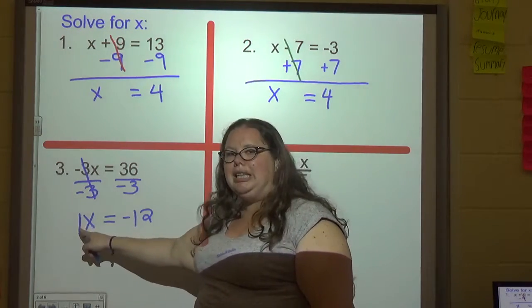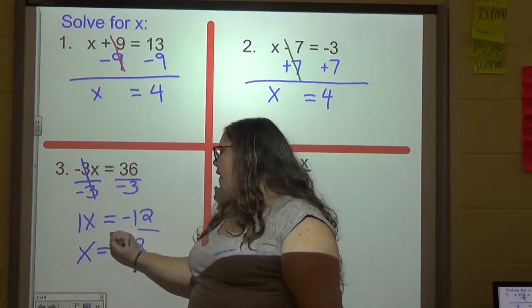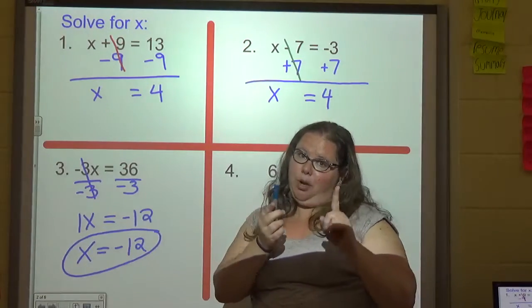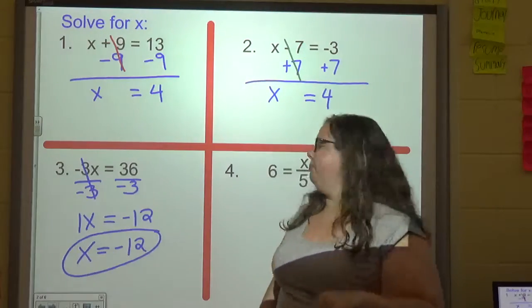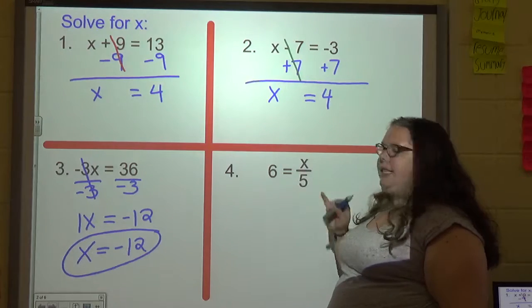So again, you can put that there, but when we write an x, it's understood there's an invisible 1 there. Think about it this way. I have a pen, I have 1 pen. When I say I have a pen, it's understood I have 1. Okay. Alright, last one. What is x and the 5 doing?